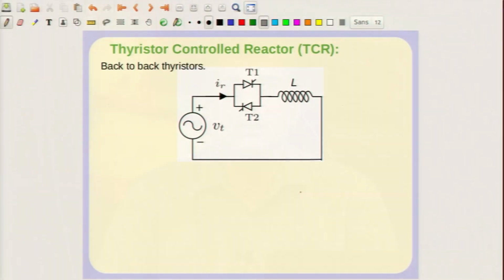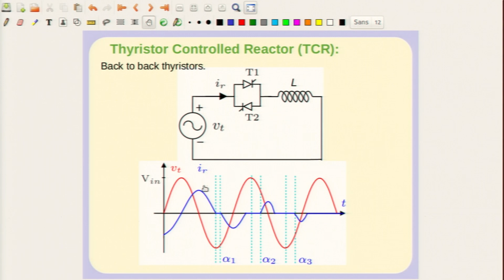Okay. You can also have other kinds of circuits with thyristors, and this is called a thyristor controlled reactor. Reactor is another word for an inductor, and with back to back connected thyristors, you could fire them in a certain way. For example, you can delay the firing; this is the input voltage, and you fire the thyristor at this point, exactly when it reaches 90 degrees.